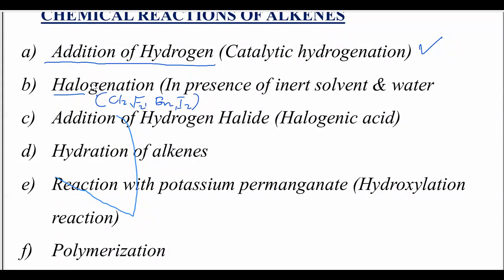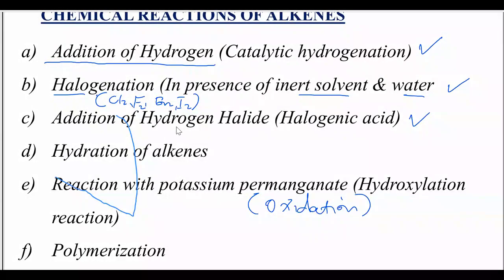So we shall be looking at addition of halogen, or what we call halogenation, in the presence of inert solvent and in the presence of water. Someone is asking, what about oxidation? Don't worry. It is on number E. This is also known as oxidation. Then number 3, we shall also look at addition of hydrogen halides, what we call the halogenic acids. That will be another part where we shall be adding the halogenic acids or hydrogen halides.